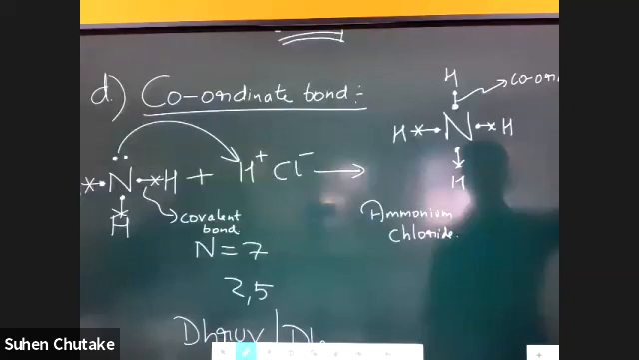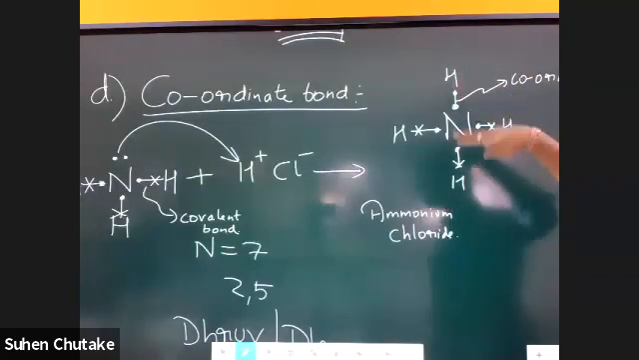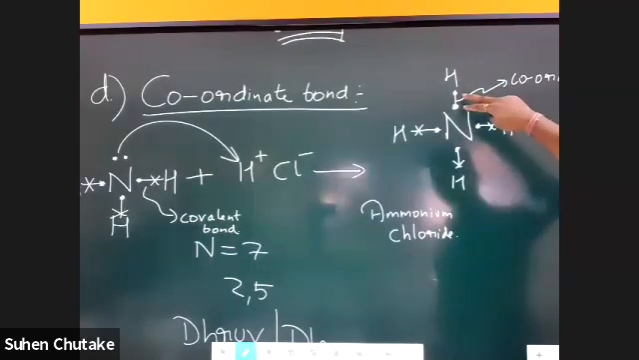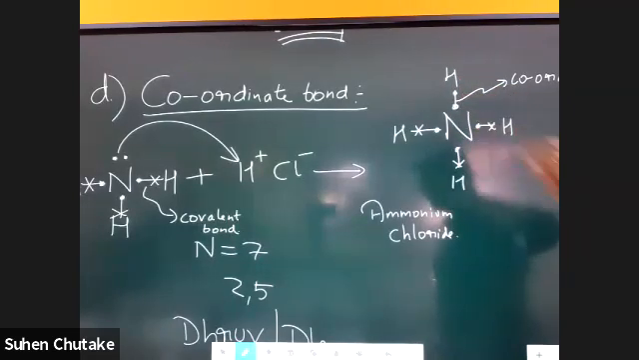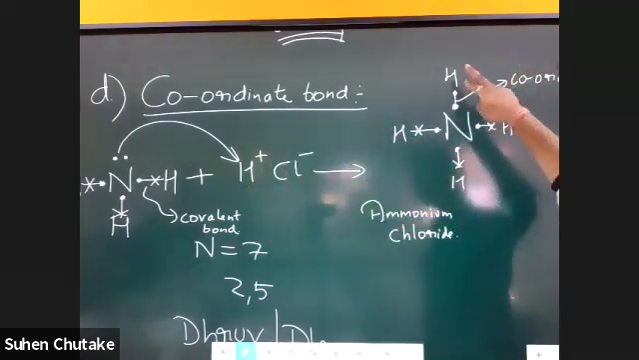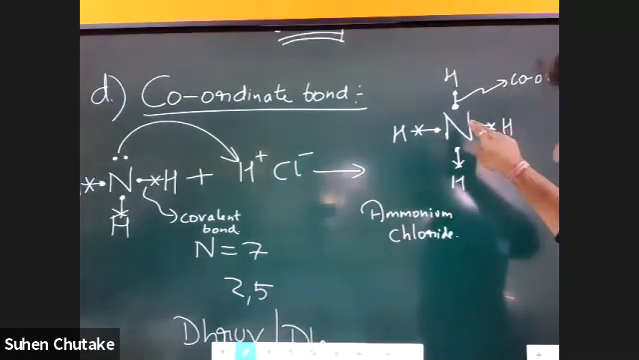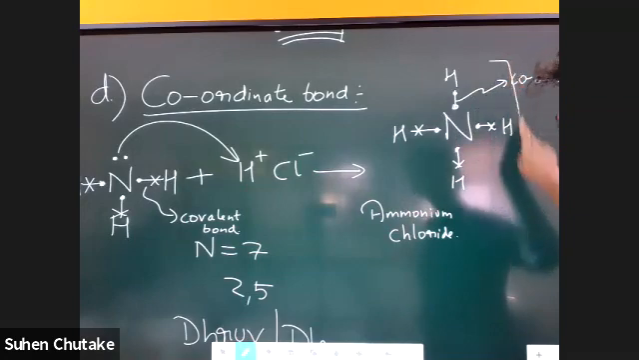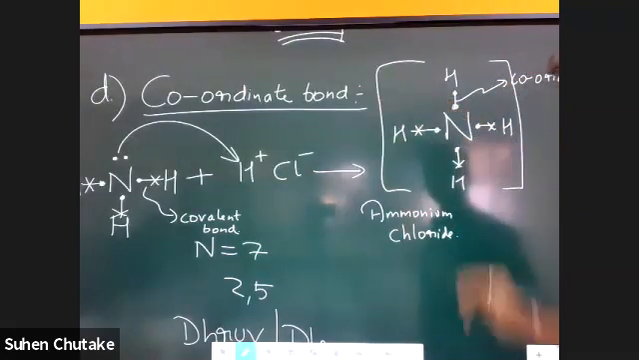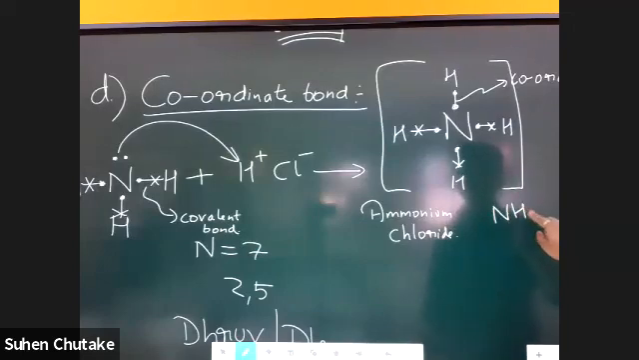Coordinate bond, why? Because both are sharing the electrons. Both nitrogen and hydrogen are sharing the electrons. But who's paying for the electrons? Only nitrogen is paying for the electrons, because hydrogen did not have a single electron. So both are sharing the electrons, but only nitrogen is paying for them. So as only nitrogen is paying for the electrons, a coordinate bond will form, and this is called ammonium chloride, NH4 plus Cl minus, and this Cl minus will be here outside.